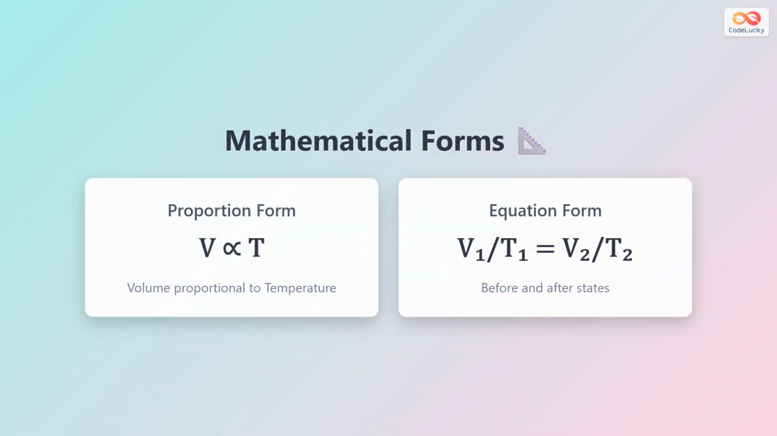Charles's law can be expressed in two mathematical forms. The proportion form states that volume is proportional to temperature. Written as V proportional to T, this shows the direct relationship between the two variables. The equation form is more practical for calculations and is written as V1 divided by T1 equals V2 divided by T2. Here, V1 and T1 represent the initial volume and temperature, while V2 and T2 represent the final volume and temperature after a change. This equation allows us to calculate unknown values when conditions change.